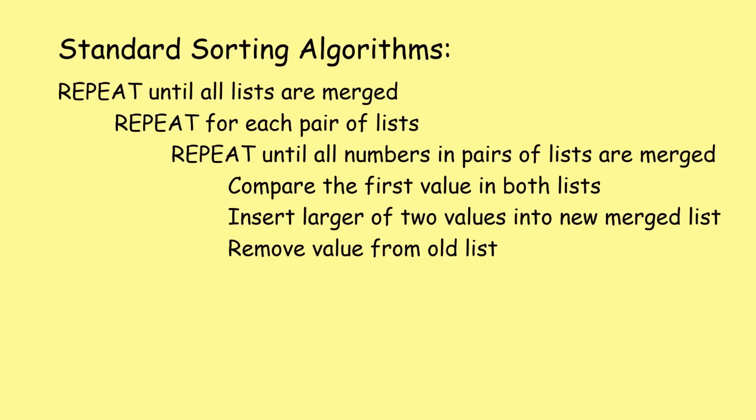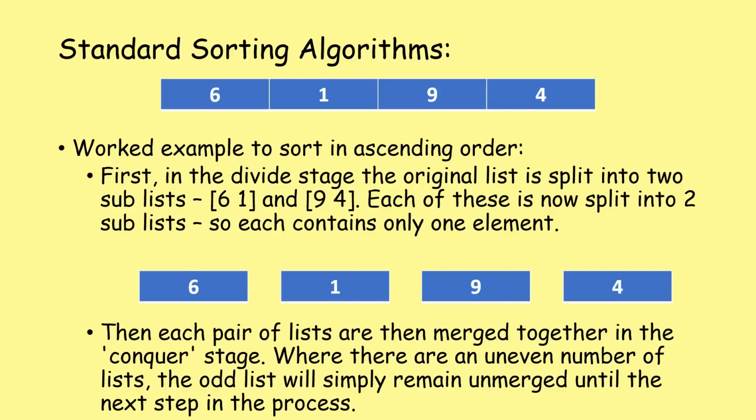So again, here's a little look at the algorithm and I'll take you through a worked example. So again, we're going to sort this in ascending order. First, in the divide stage, the original list is split into two sublists. So we have 6, 1 and 9, 4. Then each of these is now split into two sublists, so that each contains only a single element.